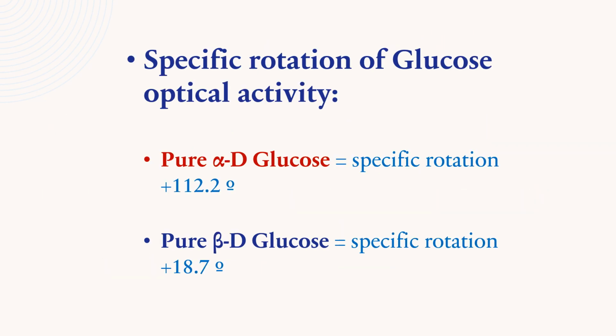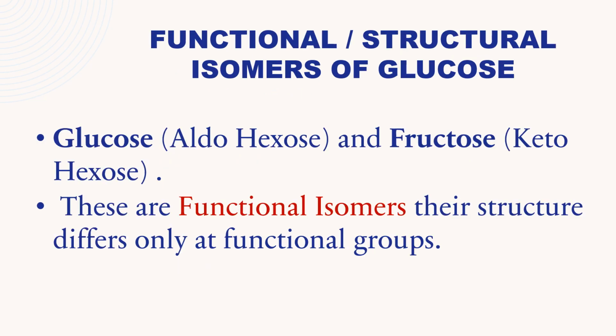Specific rotation of glucose and optical activity. Pure alpha D glucose has a specific rotation of plus 112.2 degrees and pure beta D glucose has a specific rotation of plus 18.7 degrees.